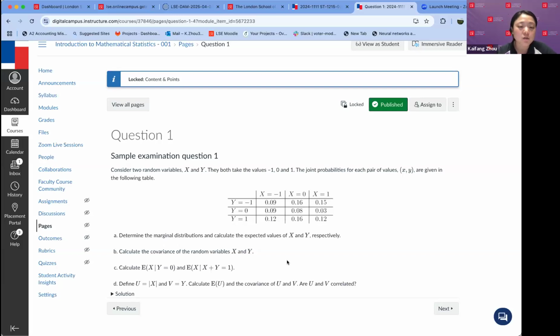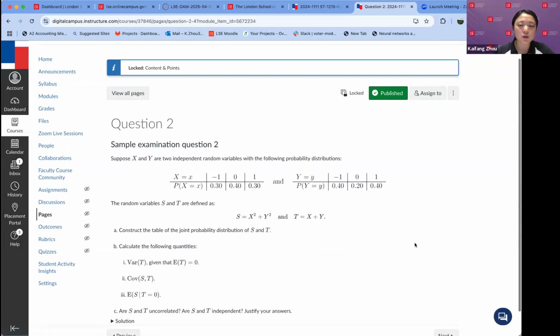And then the follow-up question will be, we'll ask you to calculate the covariance of the random variables x and y, okay? And then also do some calculations. So yeah, you can definitely find these two questions in your course material, okay? So make sure you go through this question and these questions.